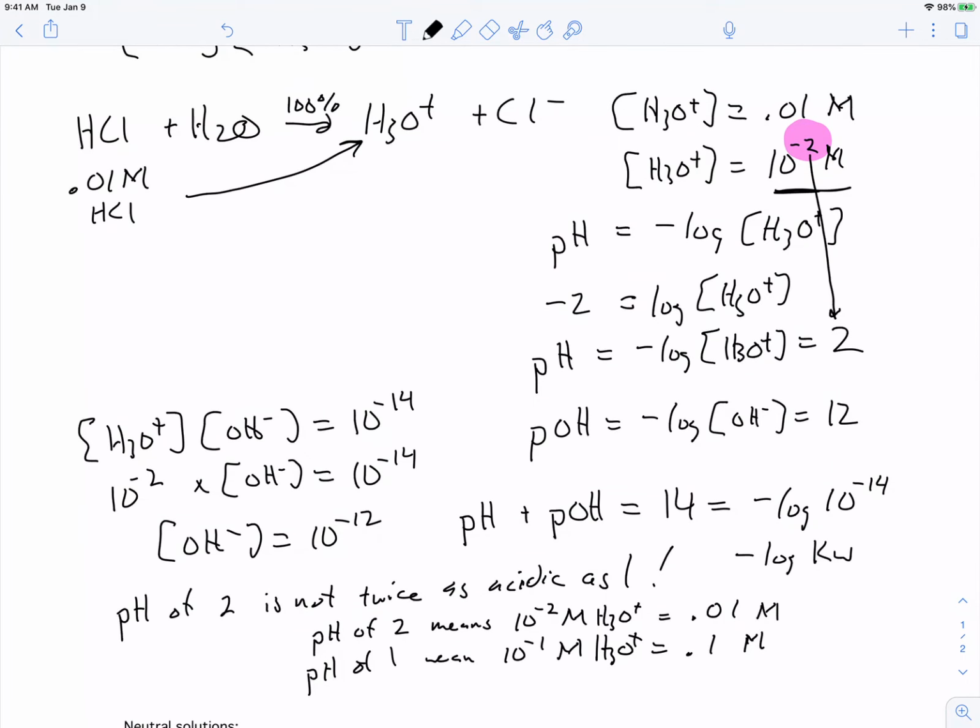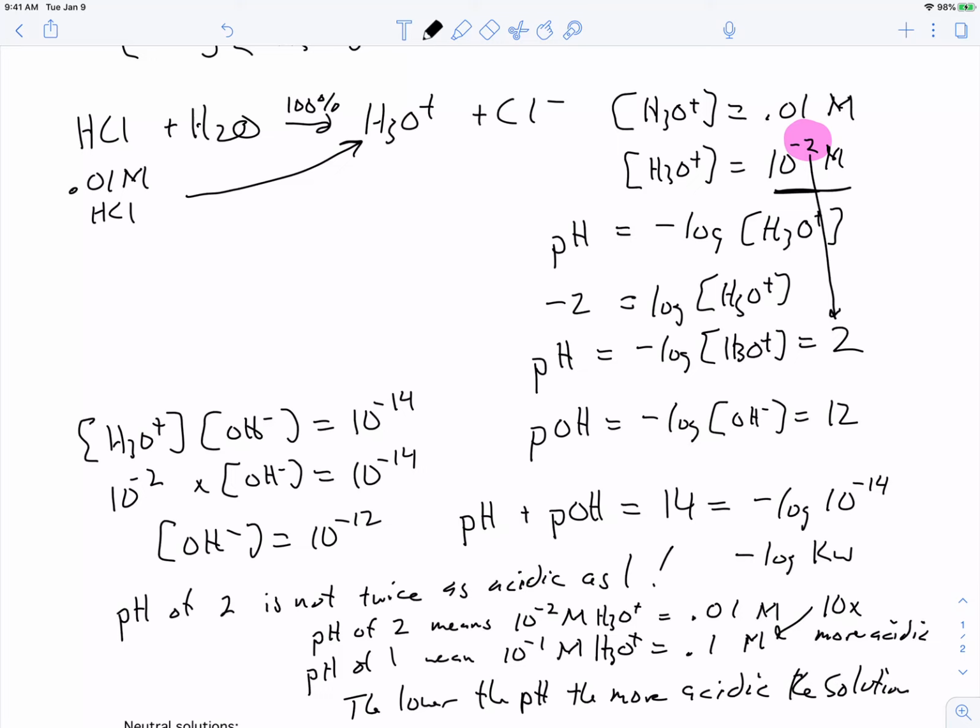So you can see the lower the pH, the more acidic the solution. And you can see that this is 10 times more acidic. So it's a logarithmic scale.